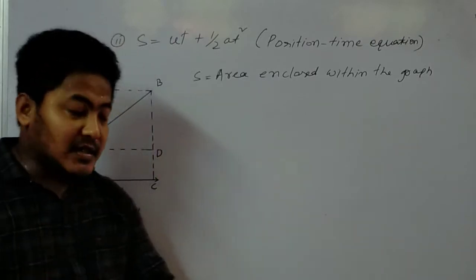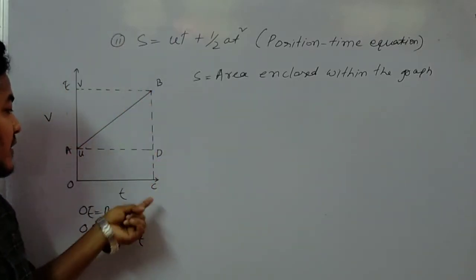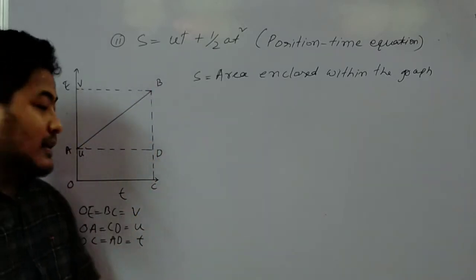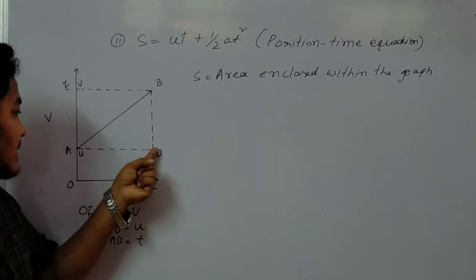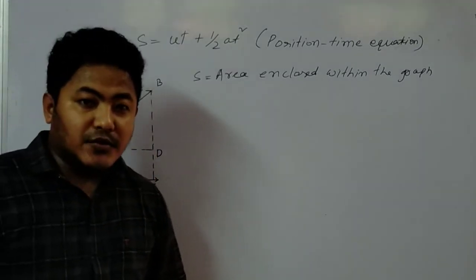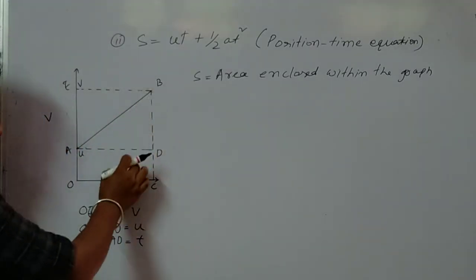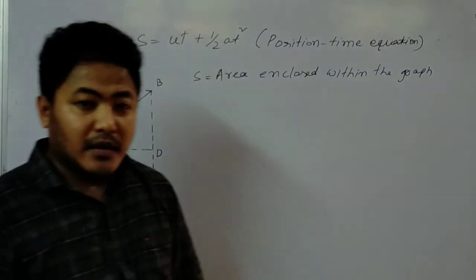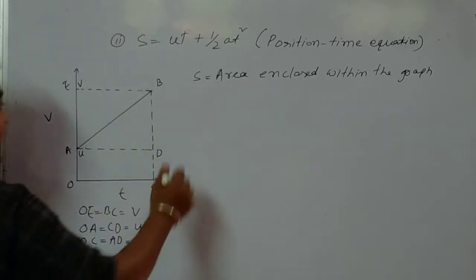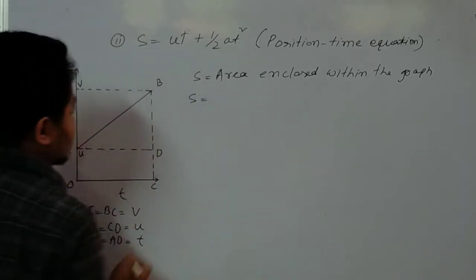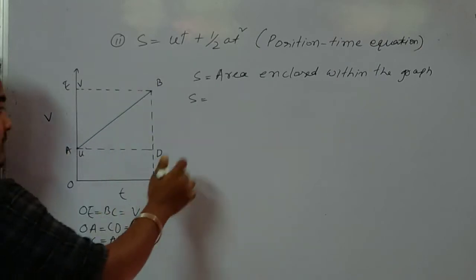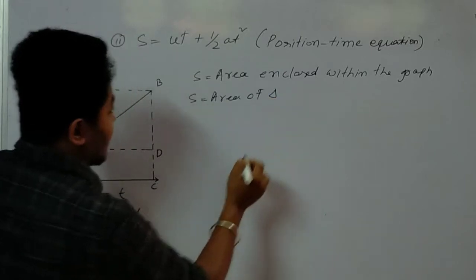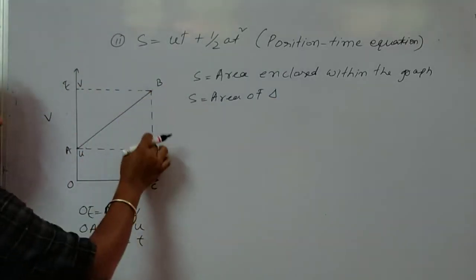As you can clearly see, there are two structures that have been formed within the graph. That is one triangle, that is ABD, and one rectangle, that is OADC. Can you see all this? That one triangle and one rectangle has already been formed within the graph, through which we can find out the position of the object. That means I can write that S is equal to area of the triangle, which triangle? Area of triangle ABD.